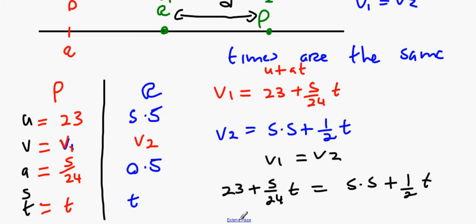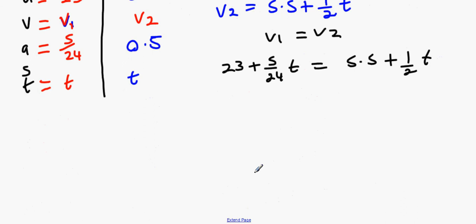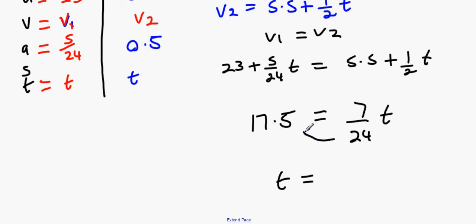And then we're going to try and solve this for t. What we're going to get is 17.5 equals 7/24t. And for the time taken, t, multiply across by 24, then divide by 7, and what you're going to get is 60 seconds. So t equals 60 seconds.